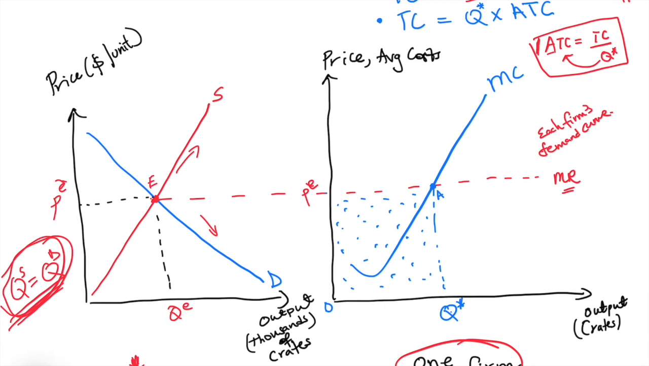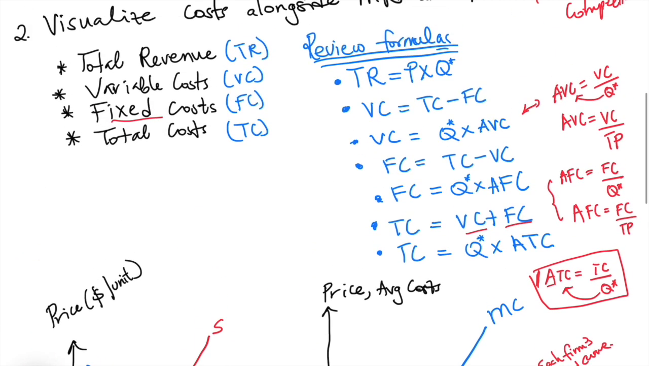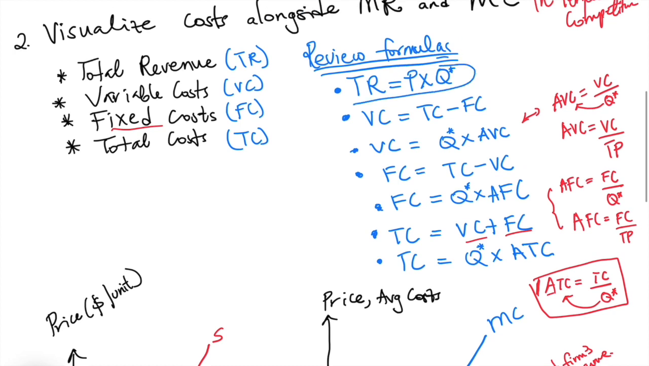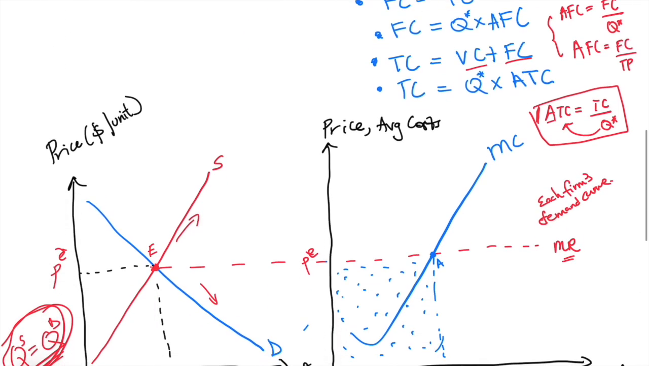PE times Q star is taking the area of the shaded part of this graph. So the height will be PE and the base will be Q star. So this is why your total revenue is P times Q star or PE times Q star. And that area is illustrated right here, shaded in blue.